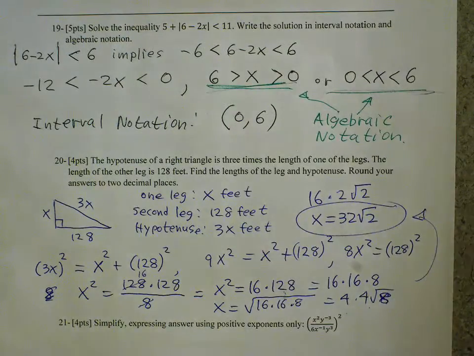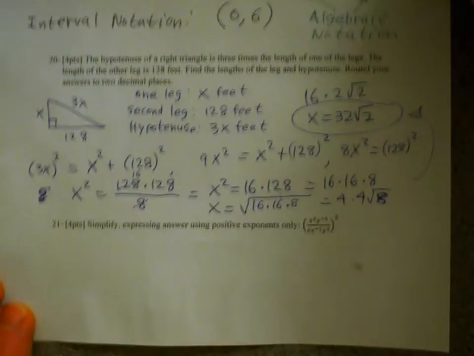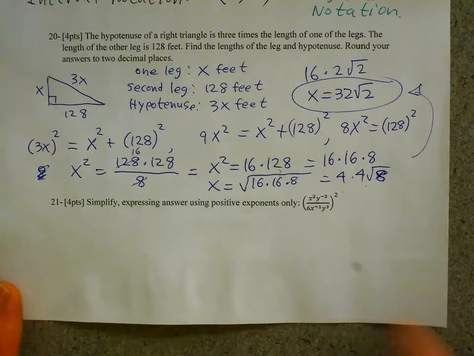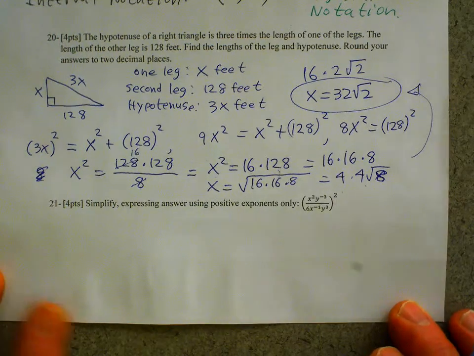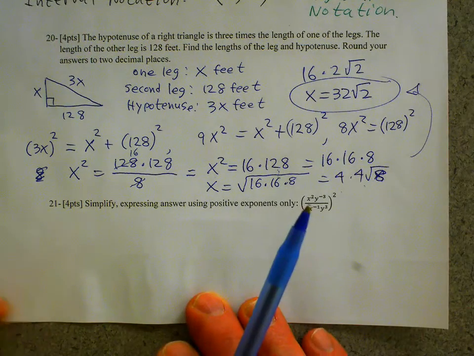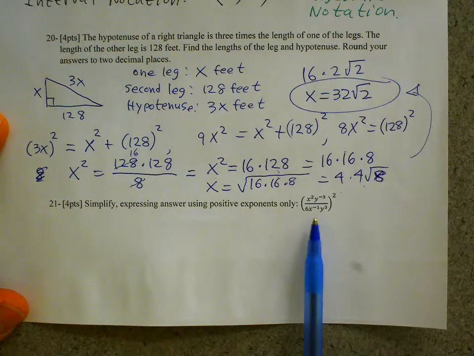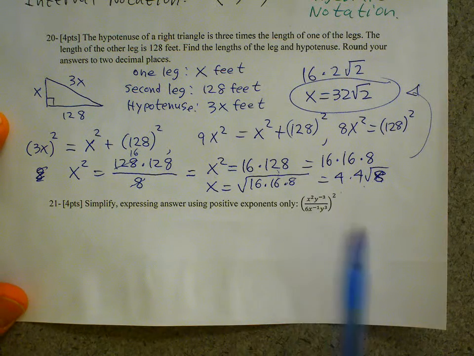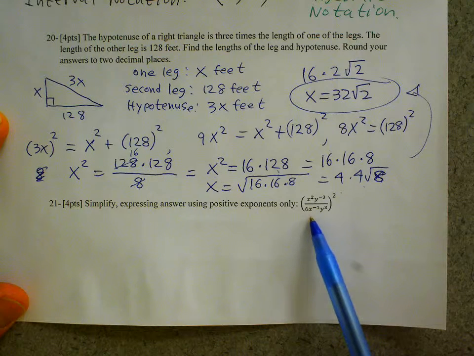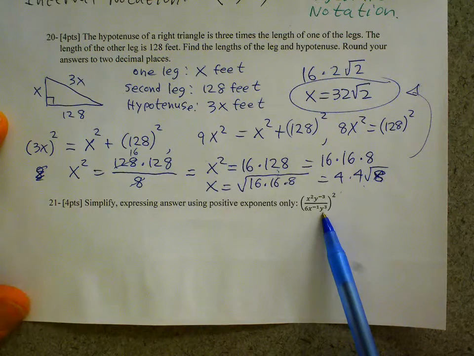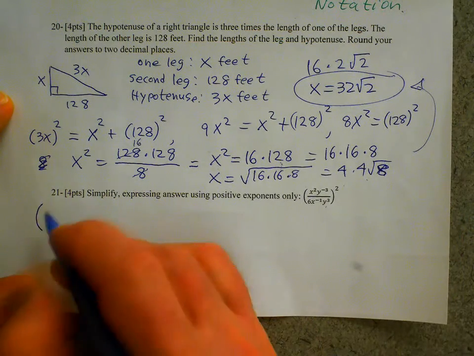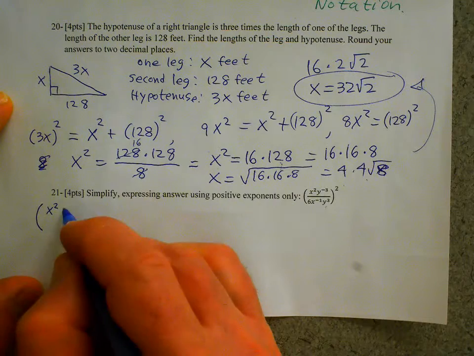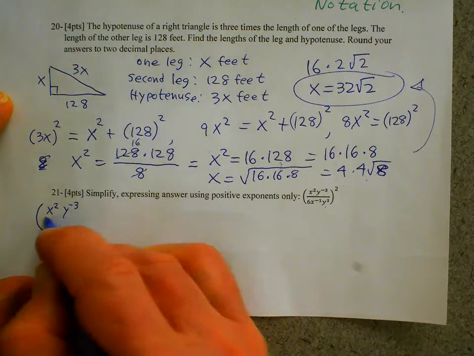Okay, the next problem: simplify, expressing answers using positive exponents only. One option, before applying the outer exponent 2, is to first simplify what's inside the parentheses. So I'll rewrite what we have. I'm going to simplify what's inside the parentheses first.